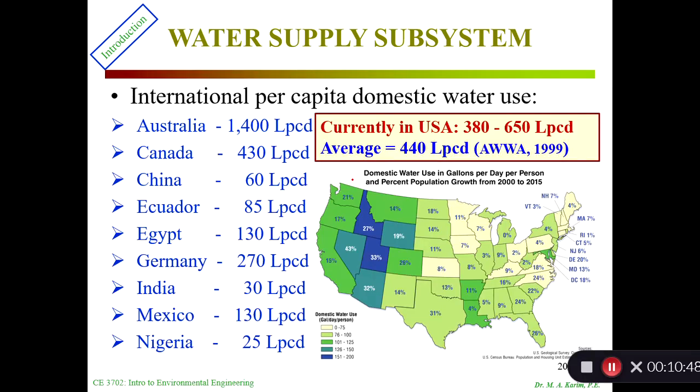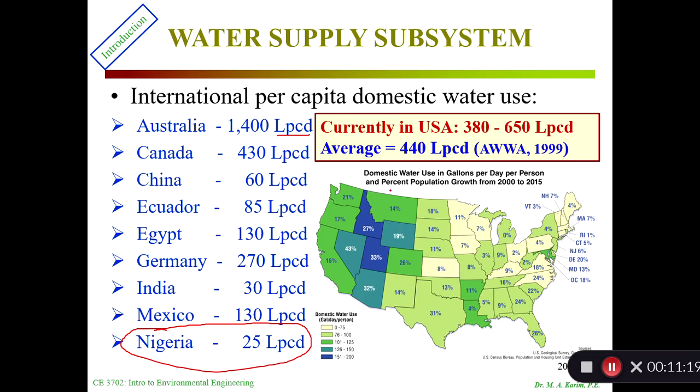So here are some of the other countries that show some part of it. Australia looks like 1,400 liters per capita per day. One gallon equals 3.785 liters, right? Canada is 430, China, and Nigeria is only 25, meaning in this case, the underdeveloped country, they don't have that much requirement anyway. I mean, they cannot afford it.